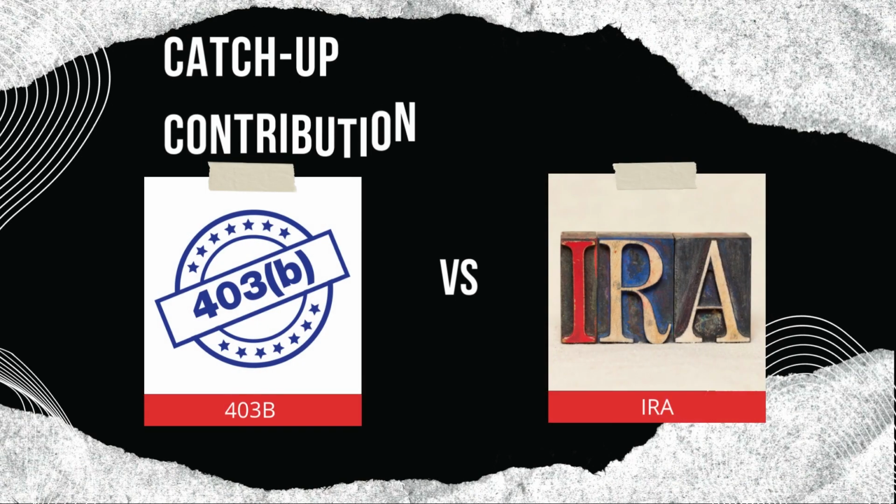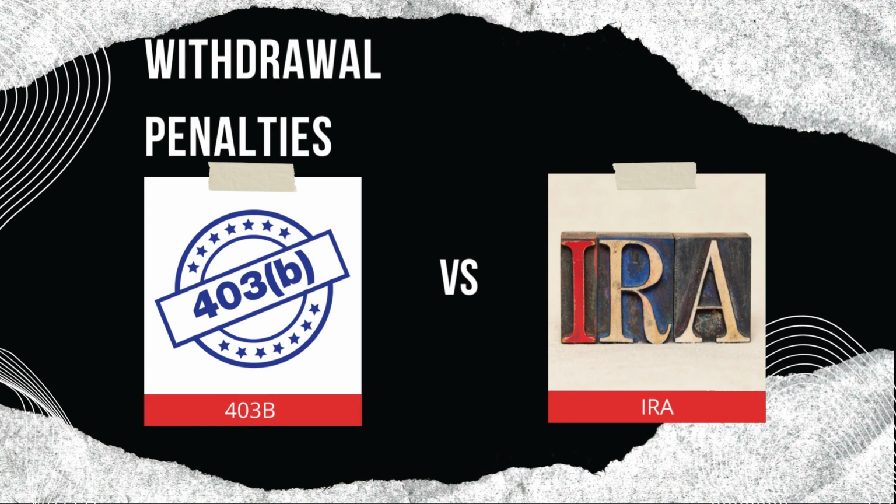Catch-up contributions. Both a 403B and an IRA allow for catch-up contributions for those age 50 and older, but the amount and eligibility criteria may differ. In 2023, the catch-up contribution limit for a 403B is $7,500, while the catch-up contribution limit for an IRA is $1,000.